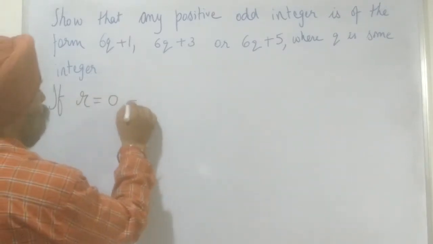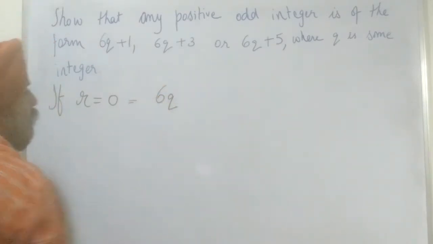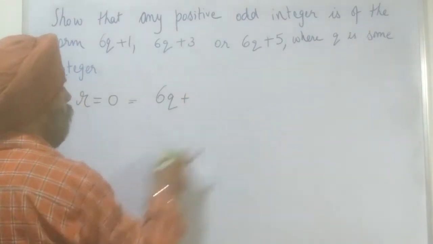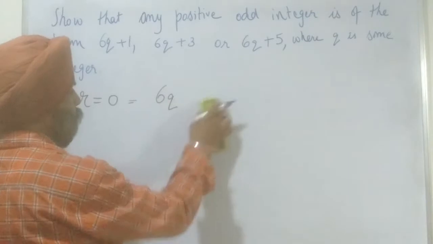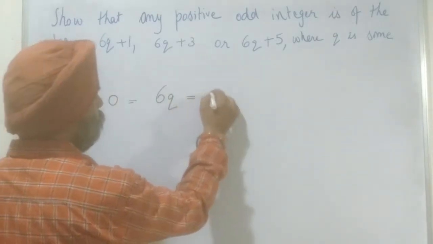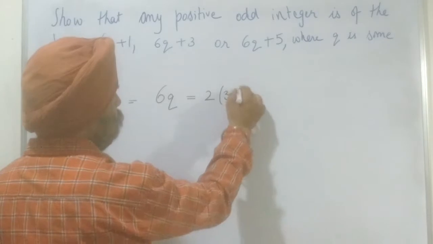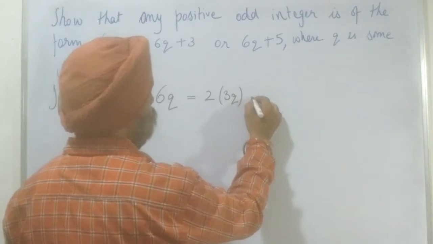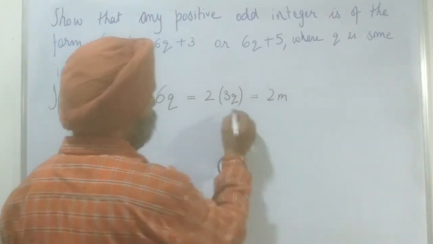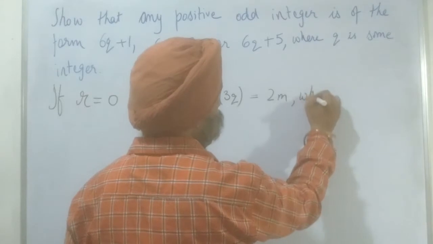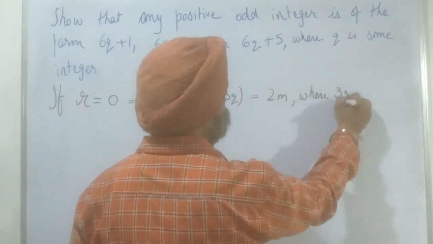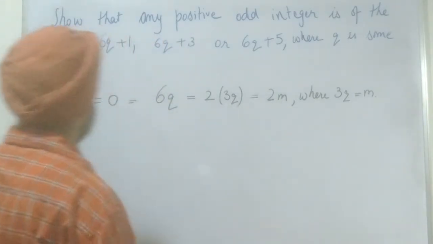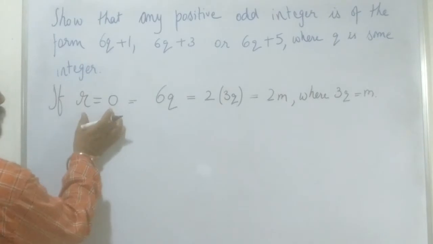Now if r is equal to 0, then it is 6q, right? Because 6q plus r is equal to 6q. If r is 0 here, it's no use writing it here. So this is 6q, and 6q is again, we will take it as 2 times 3q, right? 2 times 3q, plus 0 also you can write, but there's no need. So now here it is 2m, where 3q is equal to m, right? So we got the structure here as 2m, right? Now this was the first condition in which we took remainder as 0.